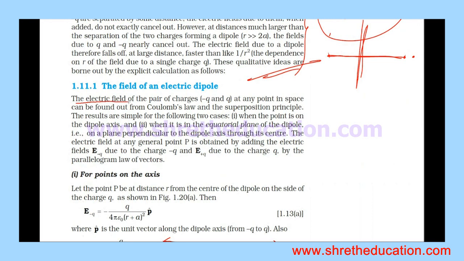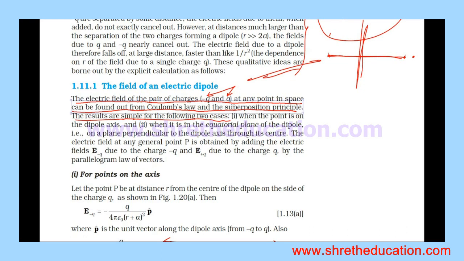The electric field of the pair of charges minus q and q at a point in space can be found out from Coulomb's law and the superposition principle. The results are simple for the following two cases.